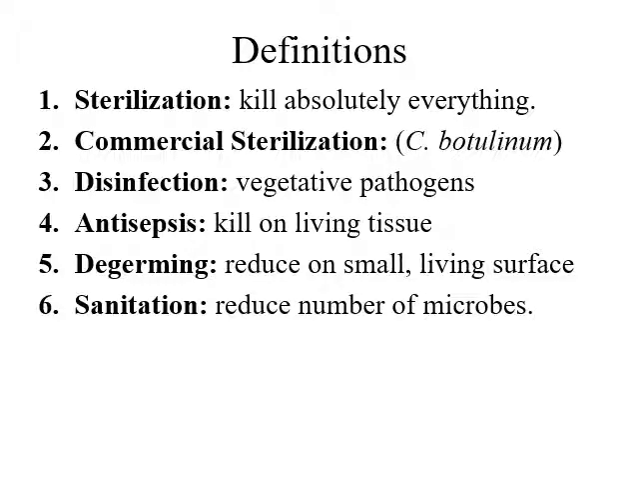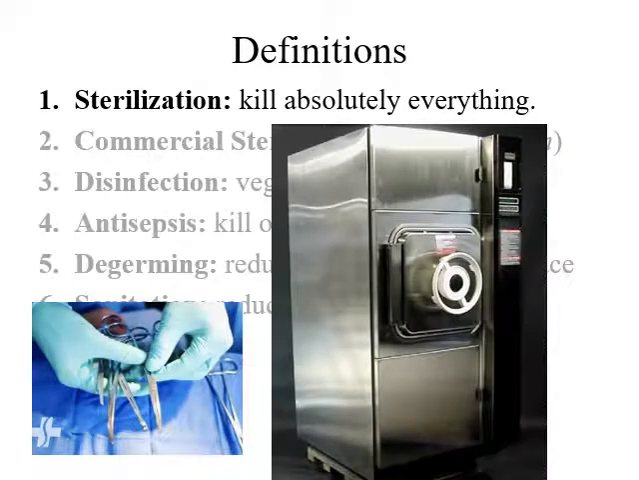Okay, let's go through some examples. The word sterilization means to kill absolutely everything. Generally, that includes things like hospital operating instruments. If you're going to do surgery on somebody, the instruments must be sterile. They absolutely must be sterile, otherwise you'll contaminate somebody and give them a nosocomial infection. And generally, the only machine that we have that can accomplish that is an autoclave.